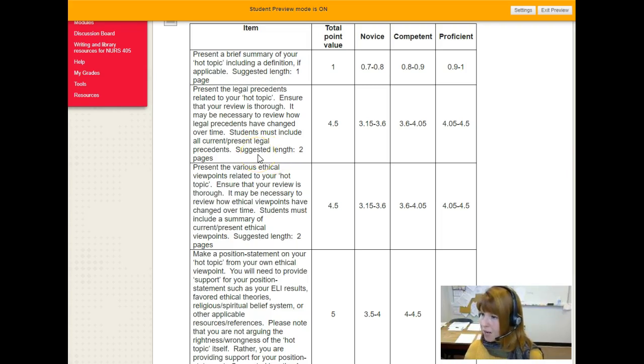Be careful about the references that you use to support this section, and you will be using references throughout the section. None of this is going to be your own original idea, right?